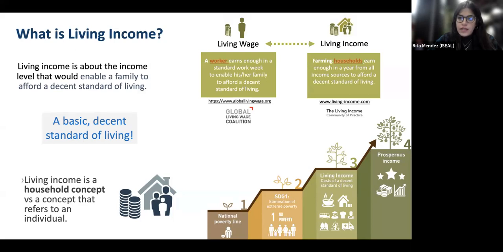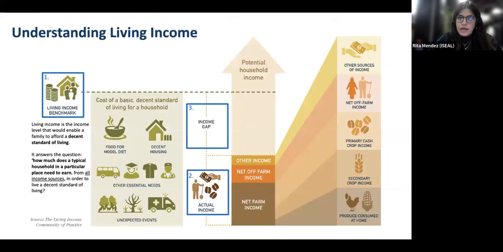So if you go to the next one, this diagram depicts the living income story. There are three key components in this story, and it is really the key to understanding the concept we are explaining. On the left, you can see in green all the elements that constitute a basic decent standard of living. This is the ideal scenario. That's what we define as living income benchmarks. So the benchmark is really trying to answer the question of how much does a household in a particular place need to earn from all income sources in order to live a decent standard of living.